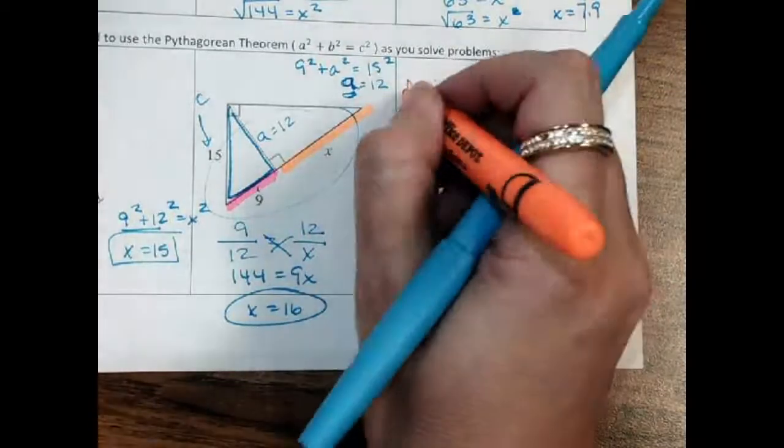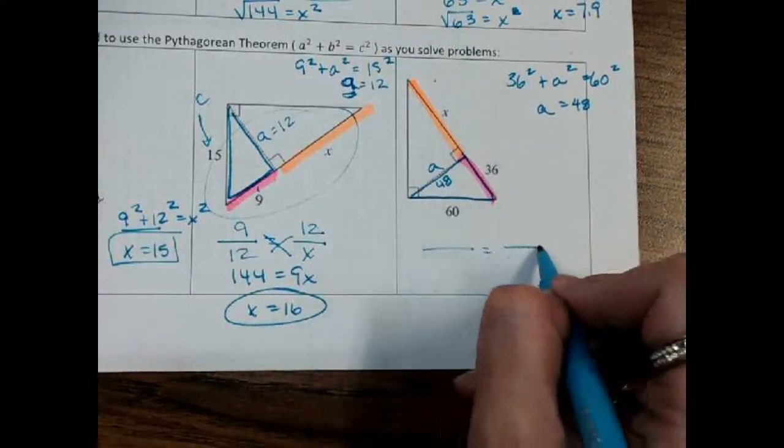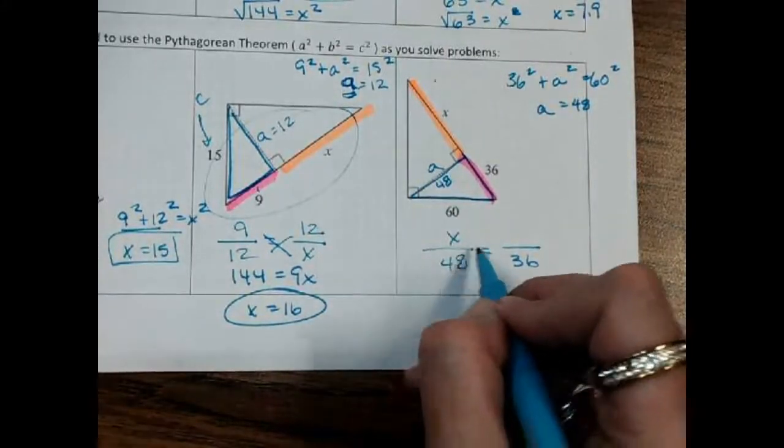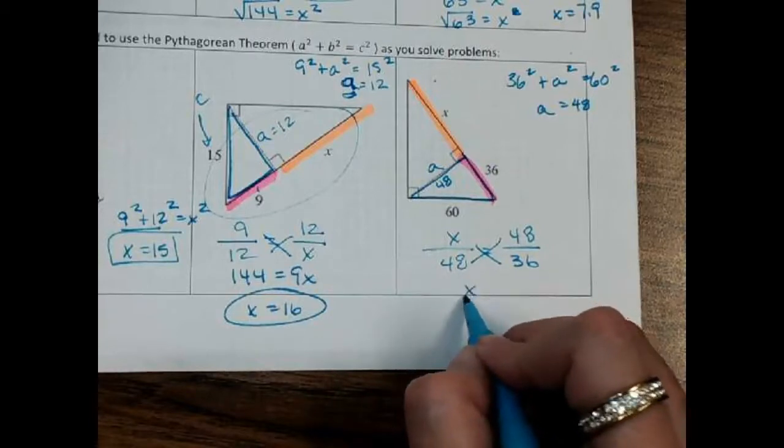Here's my other 2 parts from my formula. Side 1 and side 2. So side 1 and side 2 goes here and here. Altitude goes here and here. And cross multiply, work this out, and we get x equals 64.